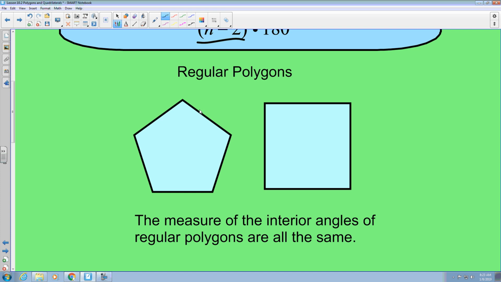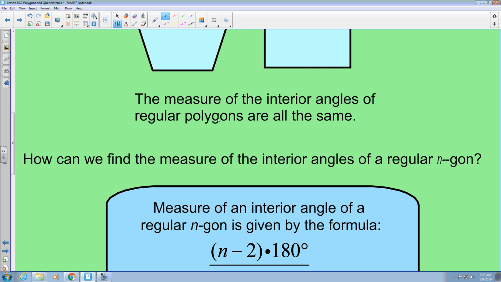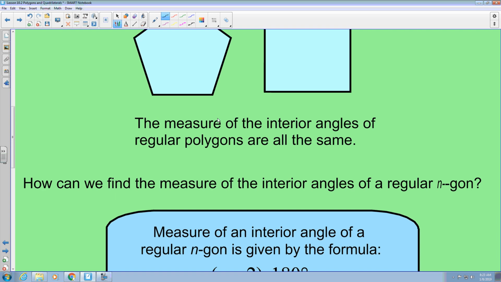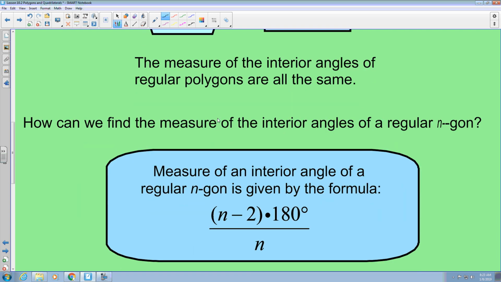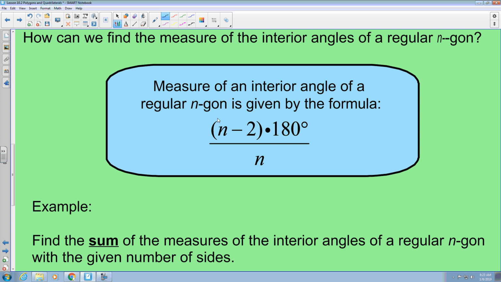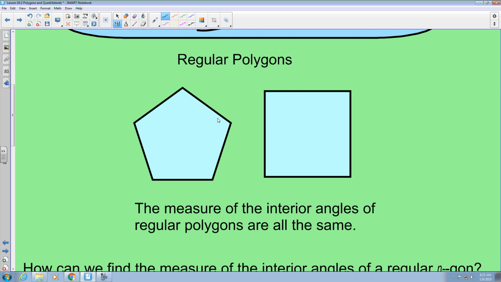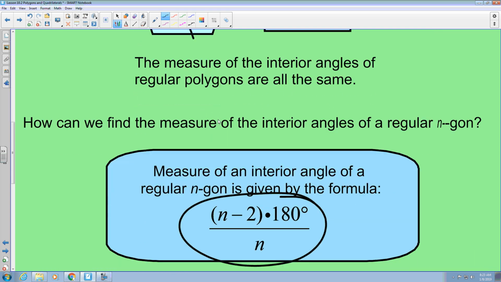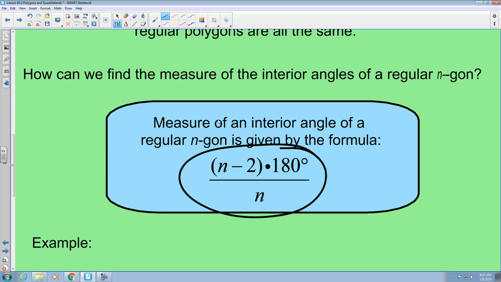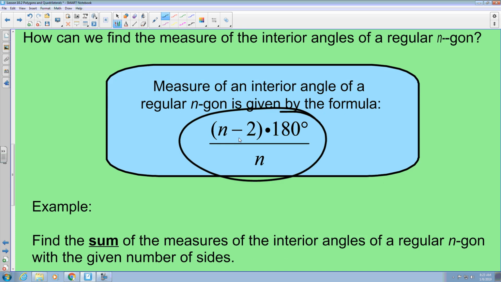So here it says we have a regular polygon. The measures of the interior angles of a regular polygon are all the same. It asks how can we find the measurement of the interior angles of a regular polygon, and the formula is right here. If n was 5, like this one, 1, 2, 3, 4, 5, we can figure out the angle by replacing n with 5 and then solving.